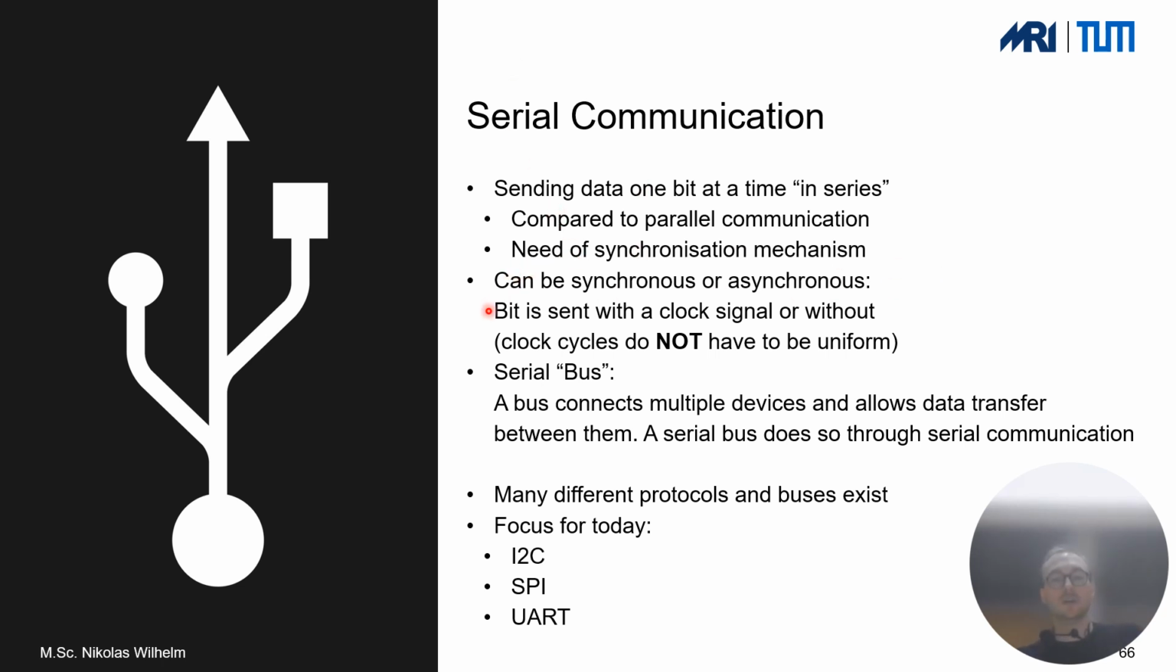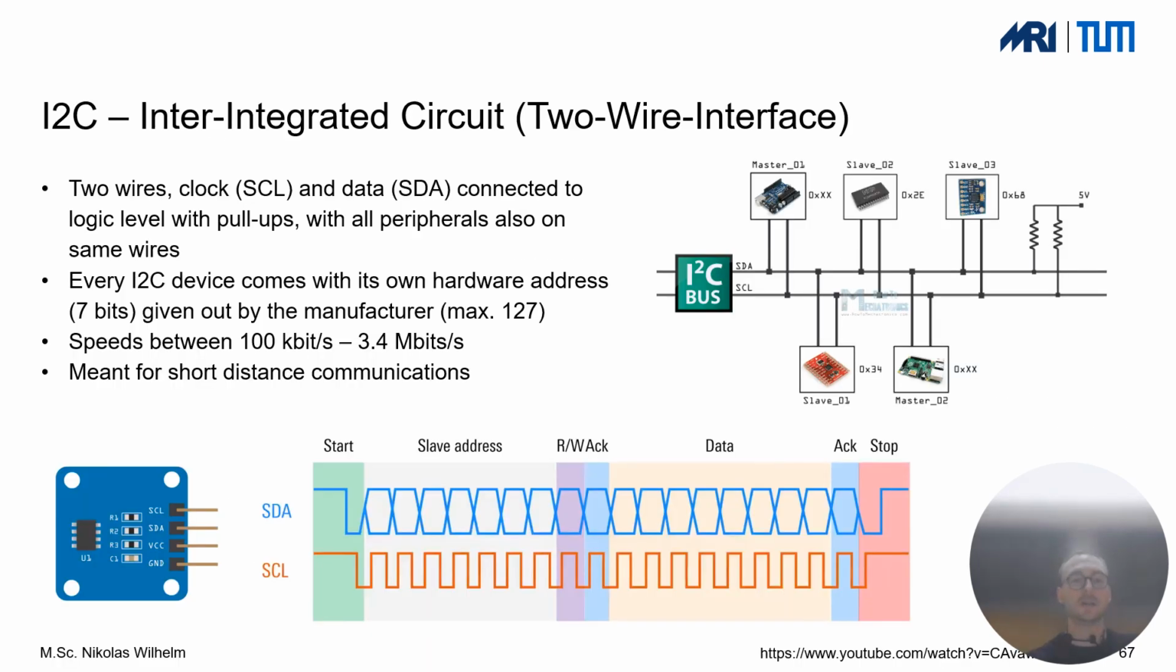And this communication can be synchronous or asynchronous. We will see two synchronous examples and one asynchronous example right now. And usually this whole thing that we want to connect to is a serial bus. A bus connects to multiple devices and allows data transfer between these devices in the end. So let's now look at, first of all, the I2C communication strategy. This is the inter-integrated circuit. This is very handy because it only requires you to use 2 wires for the communication.